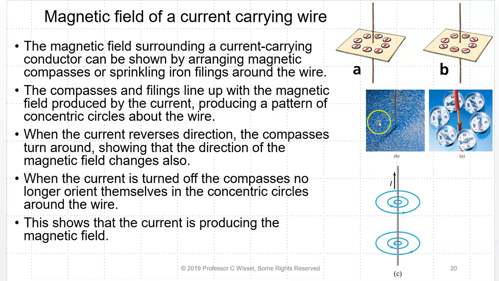So they all kind of line up in concentric circles. And the iron filings will do the same thing, producing a pattern of concentric circles around the wire. If you reverse the current, all these will flip around, showing the direction of the magnetic field reverses also, because the compass needles follow the magnetic field line. And when the current is turned off, the compasses no longer orient themselves in concentric circles around the wire. So they go back to this. This shows that the current is producing a magnetic field, and it is concentric circles around the wire.